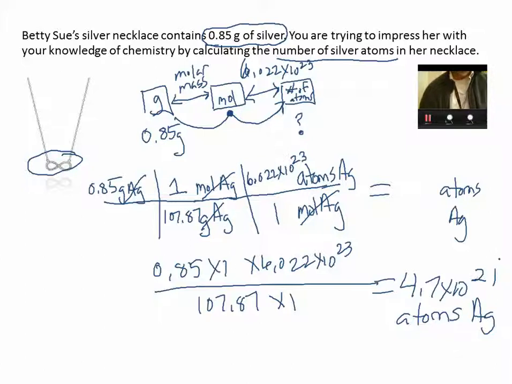All right, so here's our answer. Betty Sue will be happy because now she knows in her beautiful silver necklace she has 4.7 times 10 to the 21 atoms of silver.